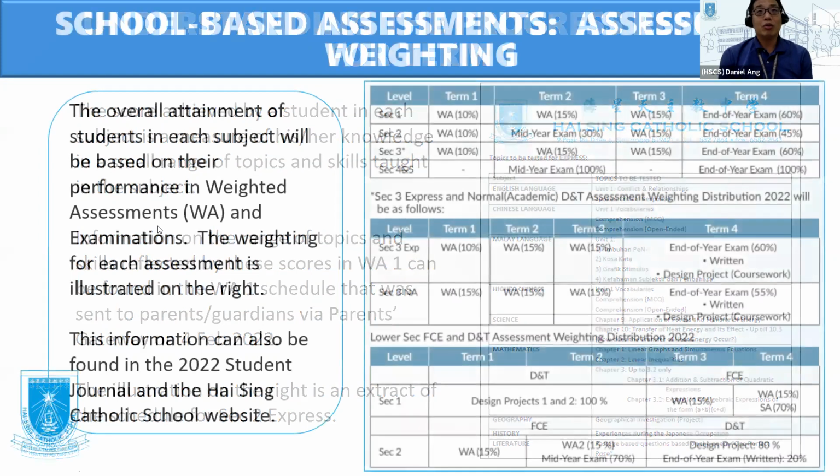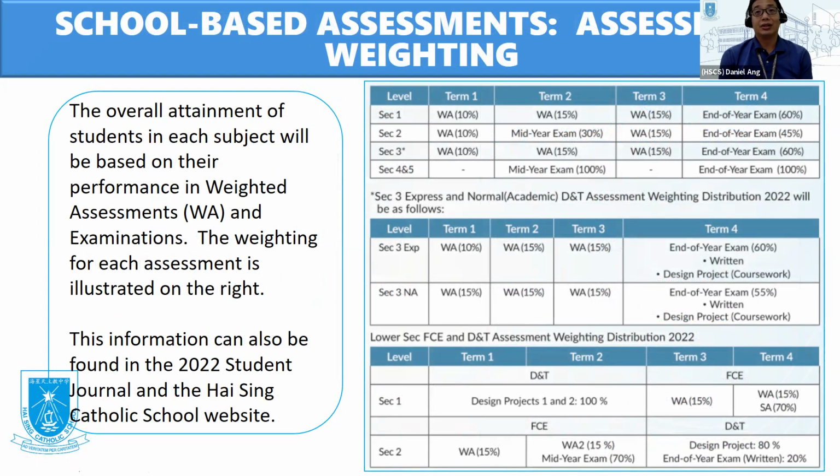Moving on to school-based assessment and assessment weighting across the whole year. The overall attainment of students in each subject will be based on their performance in weighted assessments and examinations. The weighting for each assessment is illustrated on the right, and this information can also be found in the 2022 Student Journal and the Haiseng Catholic School website. As you can see, for each level, there is a different weightage and range of WAs and examinations, ranging from Set 1 all the way to Set 4 and 5.